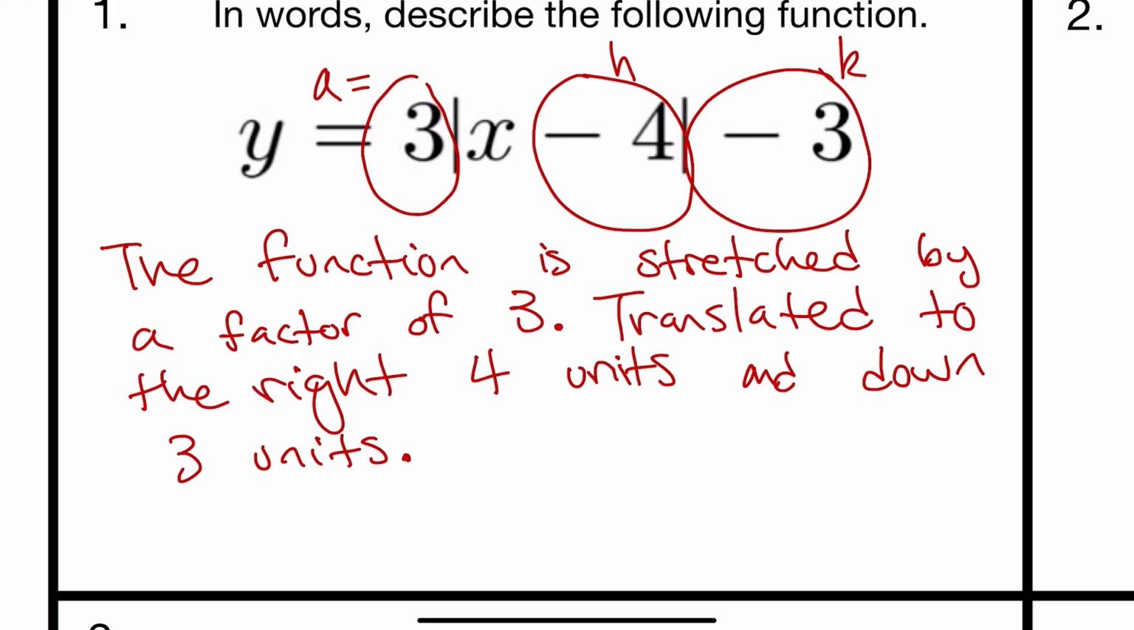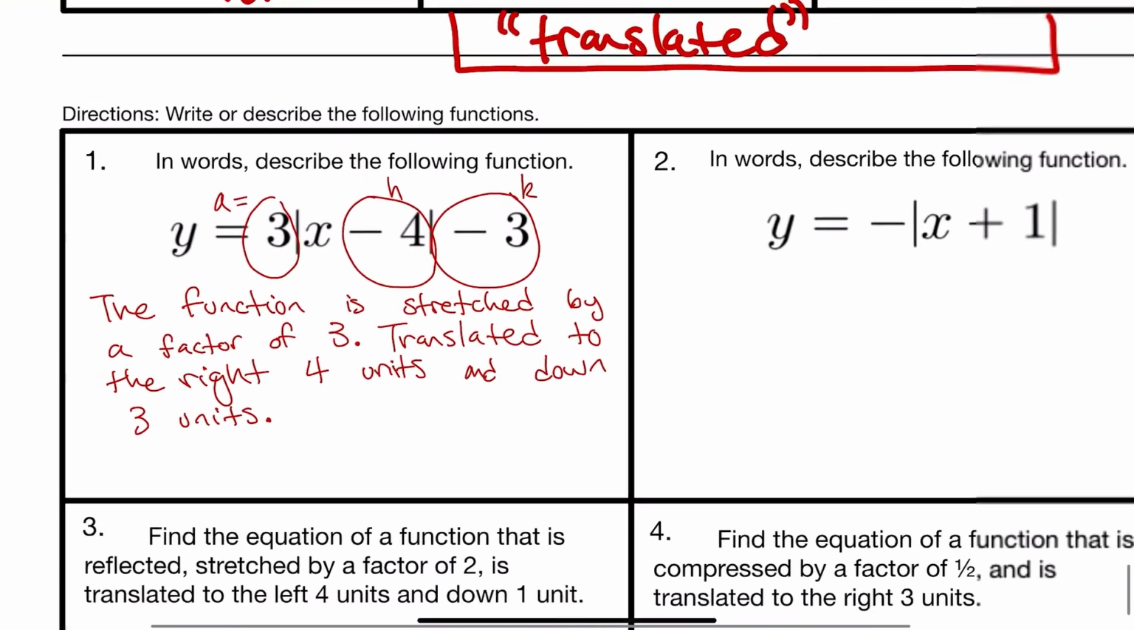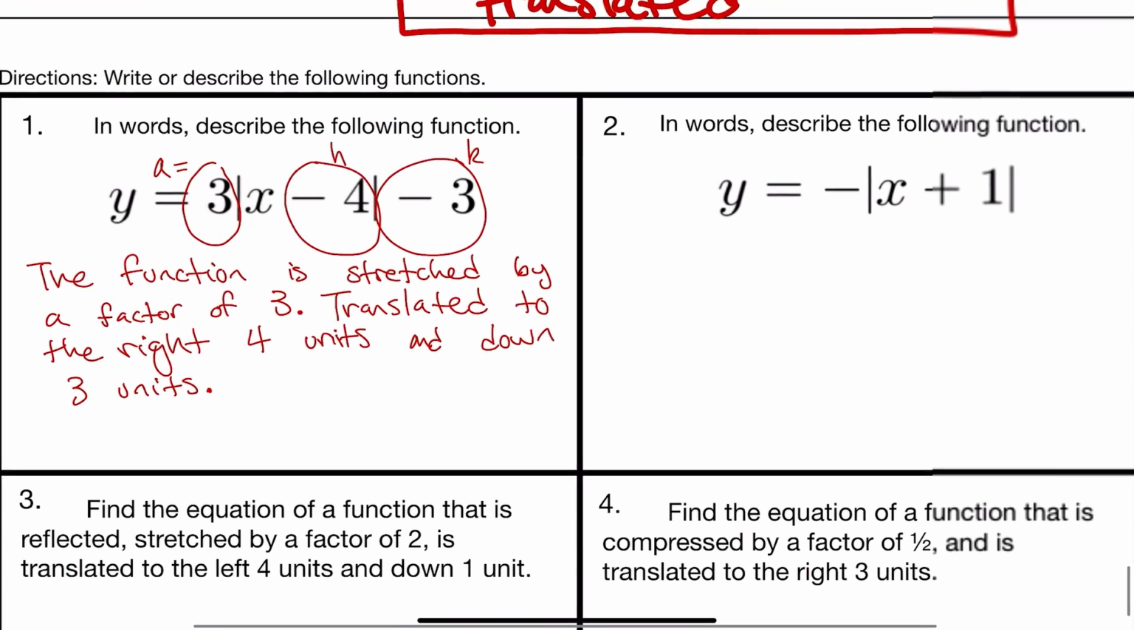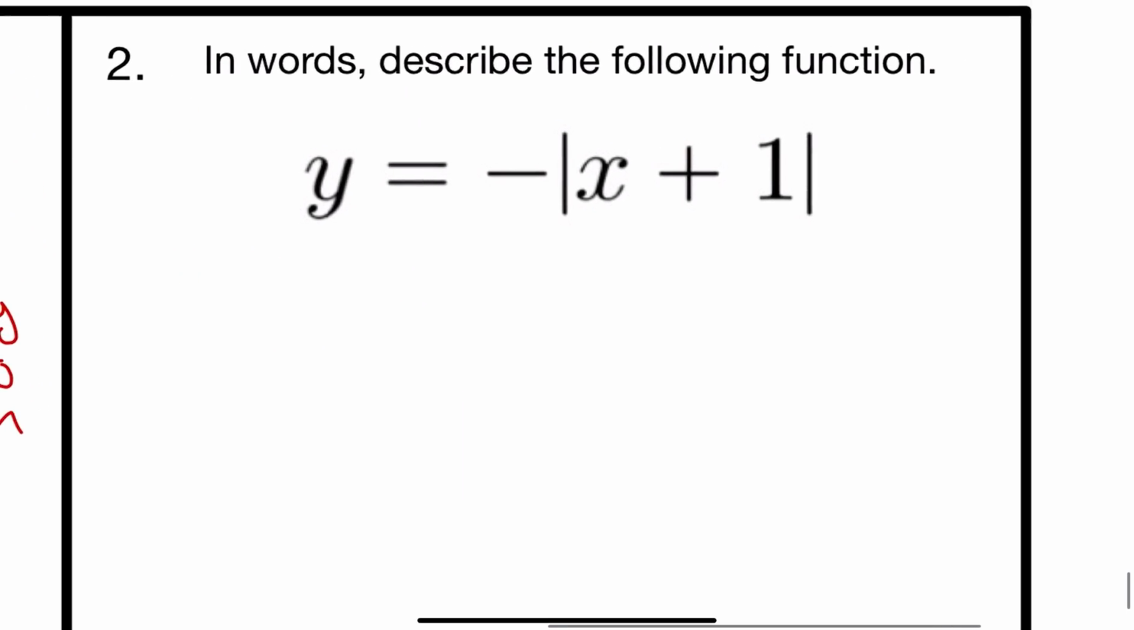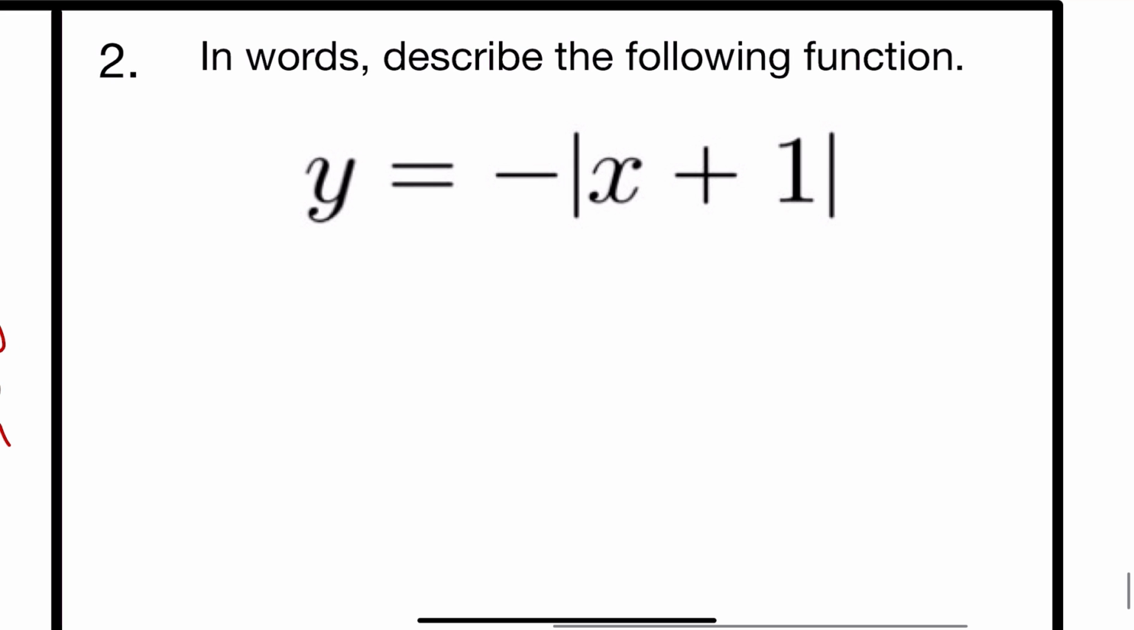Okay, so using this, let's try out number 2. So we're going to give you a few minutes. Give this a try. And then we'll come back in a few to talk about this. Pause here.